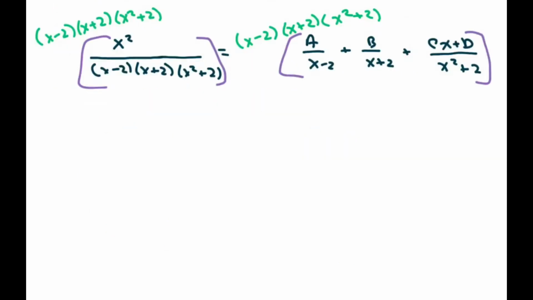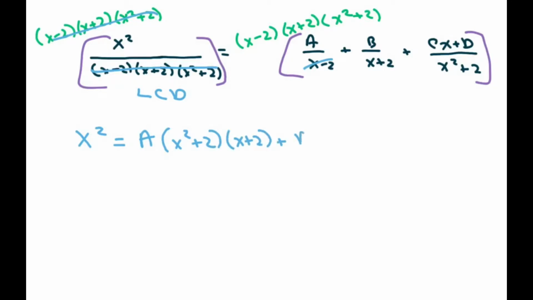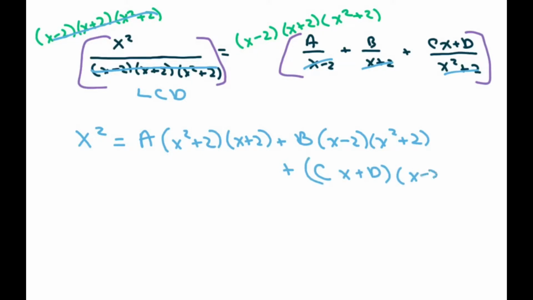So here we go. We're going to clear the fractions by multiplying both sides by my least common denominator. So that cancels out, and you get x squared equals a. This cancels out, and you're left with a times x squared plus 2 times x plus 2 plus b, and that cancels out, and you're left with x minus 2 times x squared plus 2, and this cancels out, so you're left with cx plus d times x minus 2 times x plus 2.